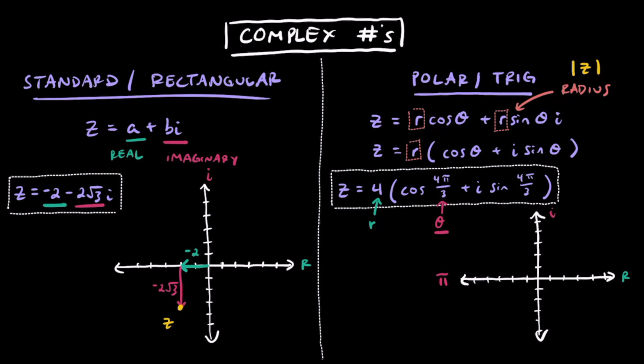We know right over here that's pi, that's 180 degrees. So 4 pi over 3 is an extra 1/3 of a pi, and that's going to be like 60 degrees or like right around here. So here you can see that this is our 4 pi over 3.